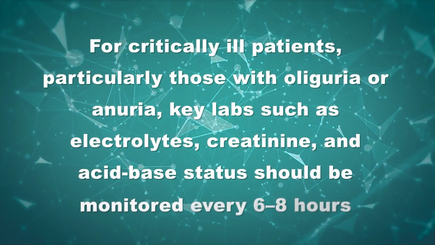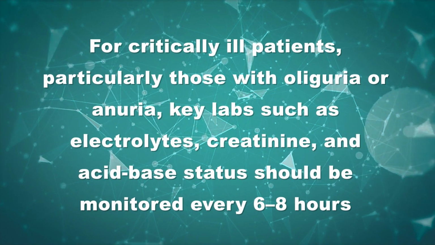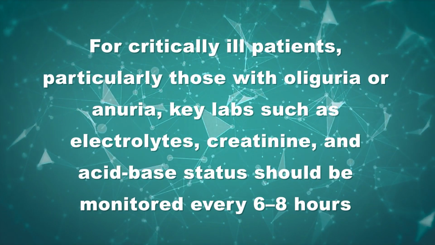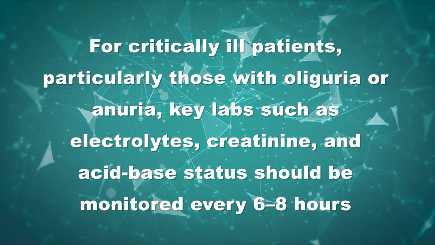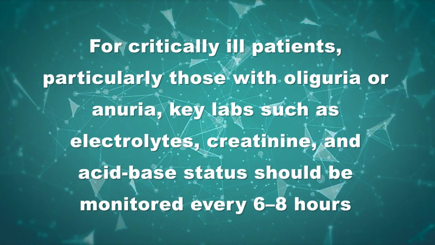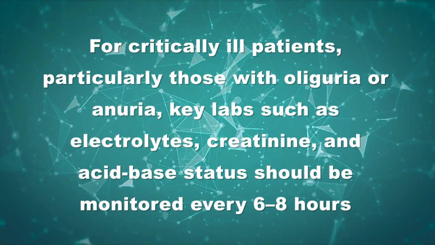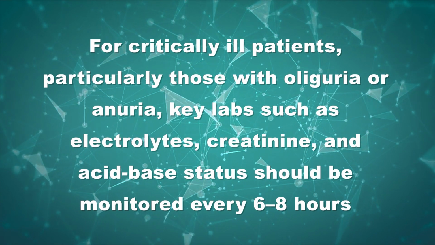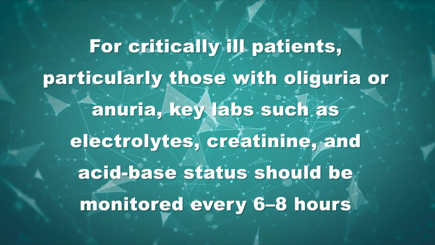And remember this very important fact: AKI is a dynamic process with a continuously changing GFR and creatinine clearance, and for that reason, serial labs for kidney functions and electrolytes, including bicarb labeled as CO2 on BMP or CMP, must be obtained. For critically ill patients, particularly those with oliguria or anuria, key labs such as electrolytes and kidney function and acid-base status should be monitored every 6 to 8 hours or up to 12 hours depending on the clinical context. Remember, these patients are at high risk for rapid deterioration, including life-threatening hyperkalemia and metabolic acidosis.